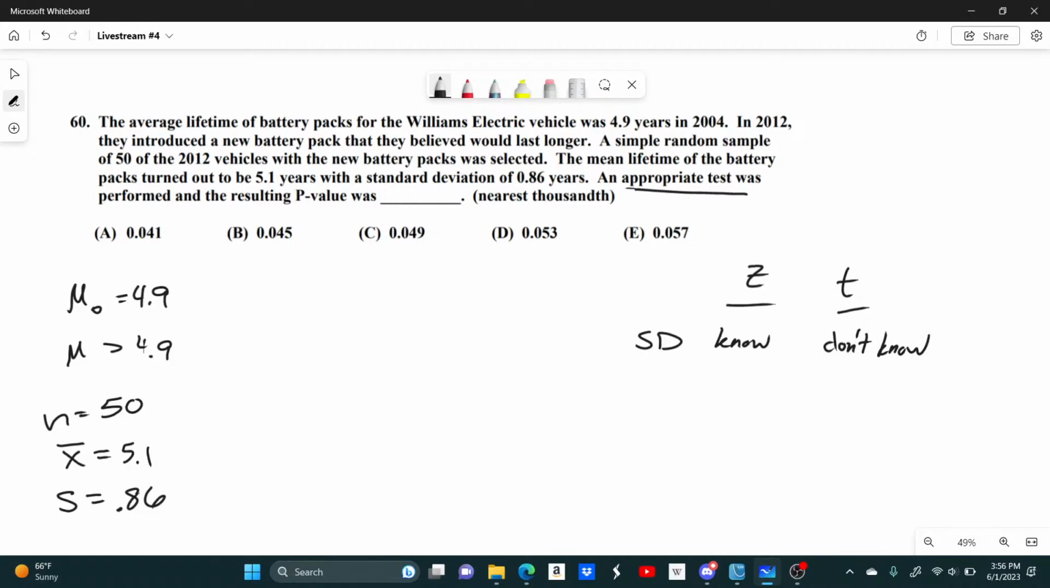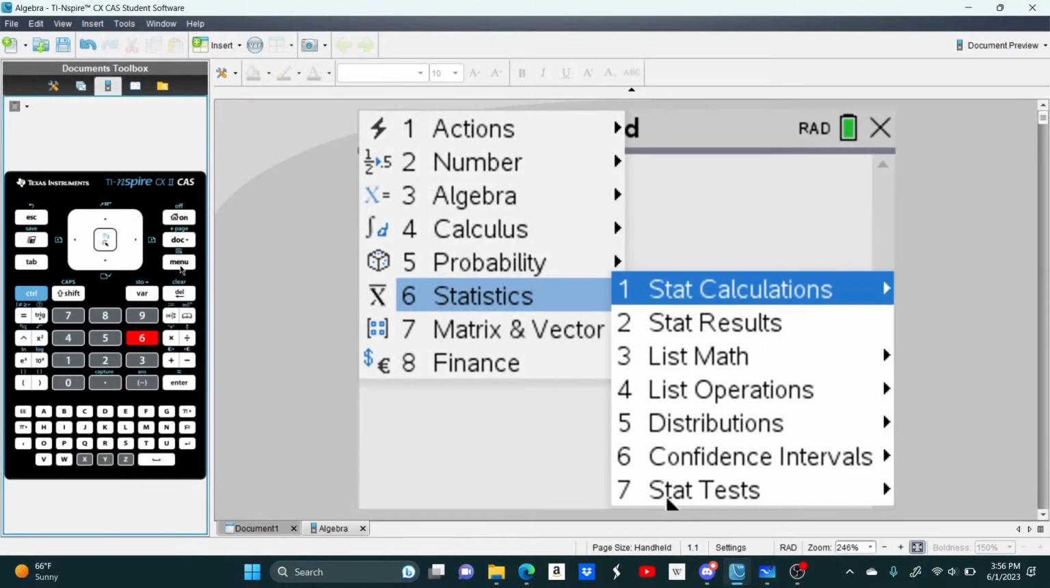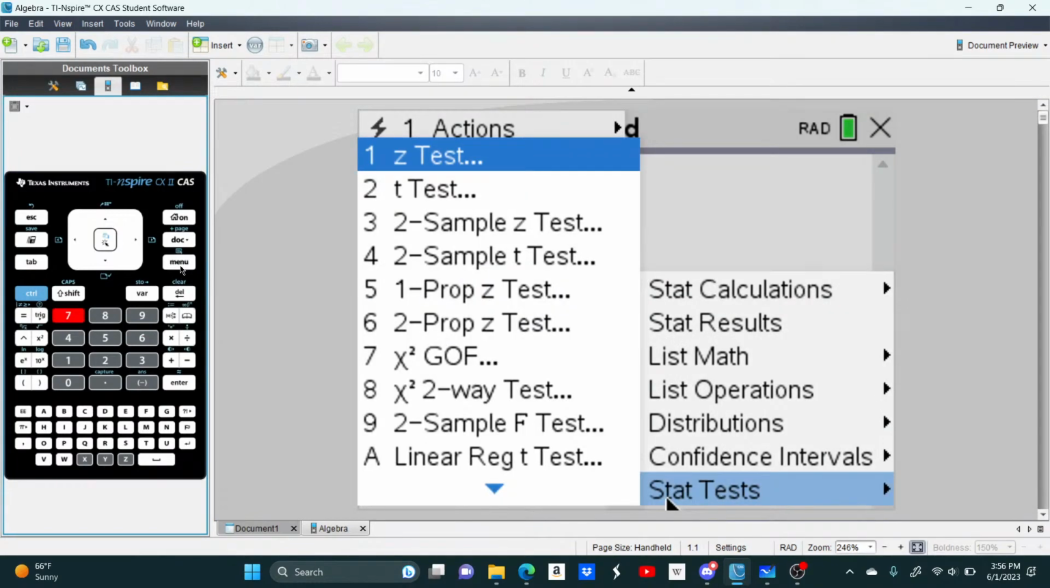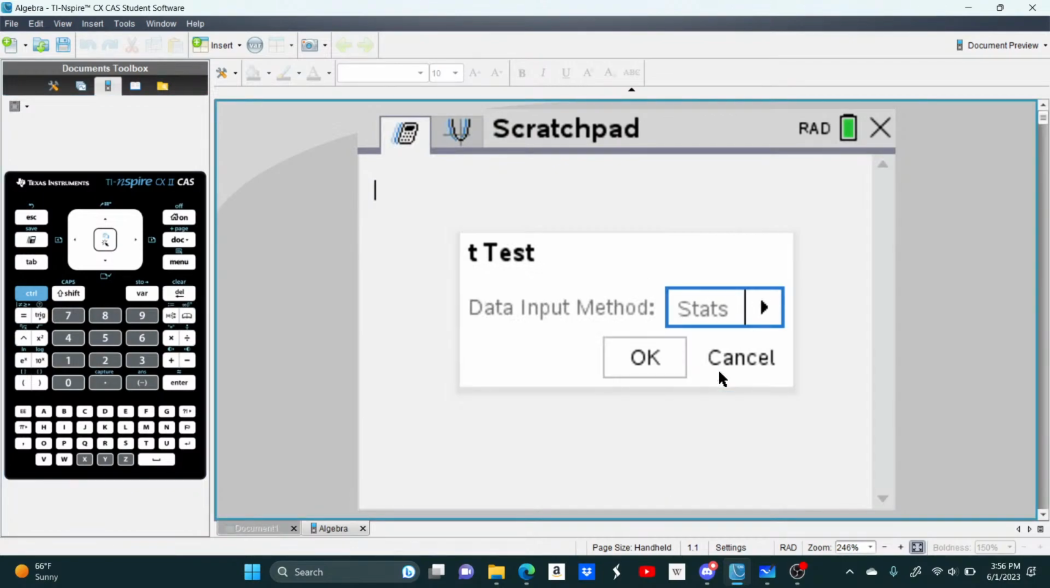So, in this case, the mean lifetime of the battery packs turned out to be 5.1 years. Because this is the standard deviation of the sample and not of the population, we have to use a t-interval because we don't know the population standard deviation. We have to estimate it with our sample, right? So here's what you go to. You go to statistics, stat tests, and then number 2 is for the t-test.